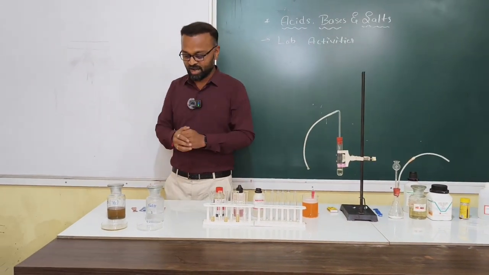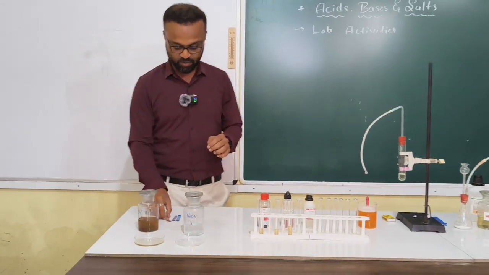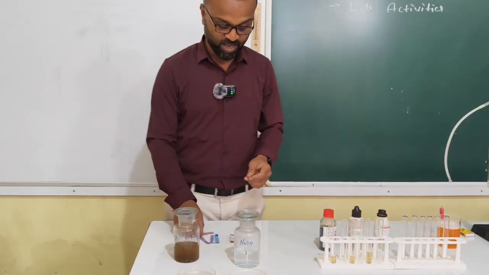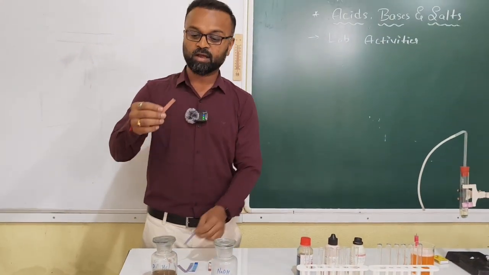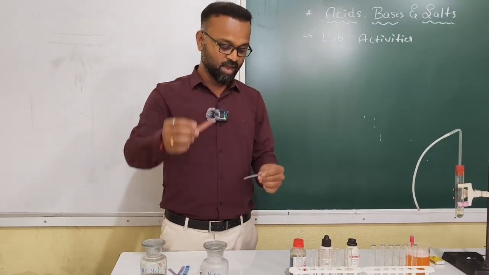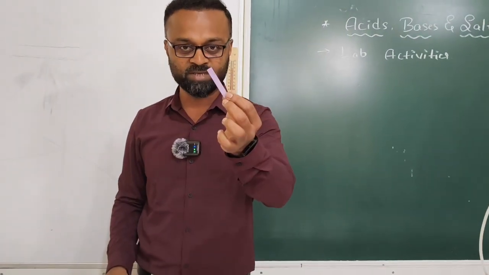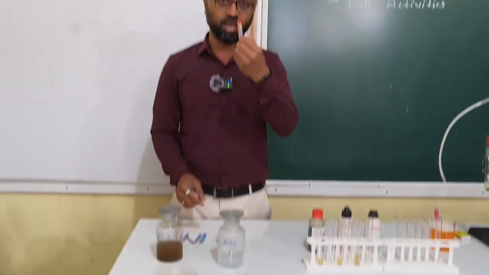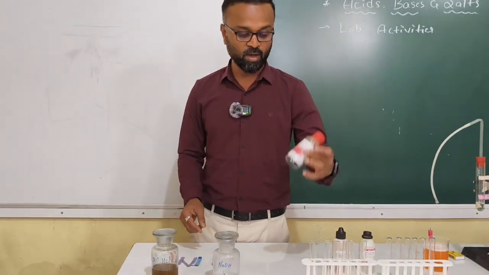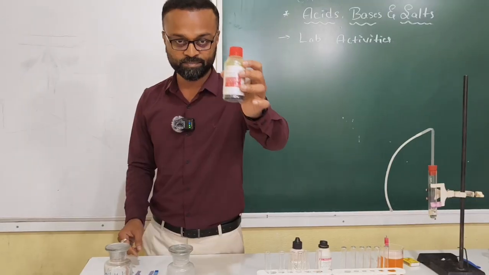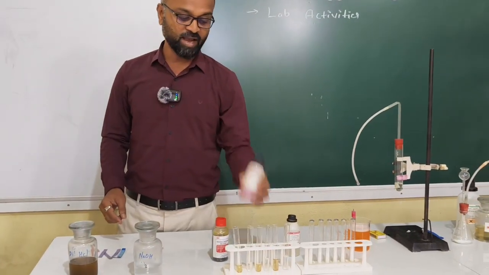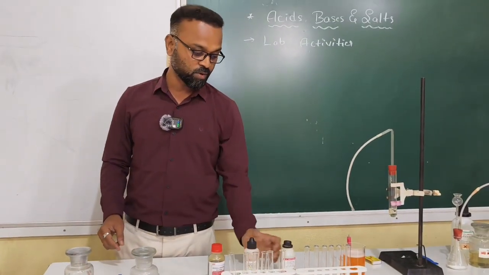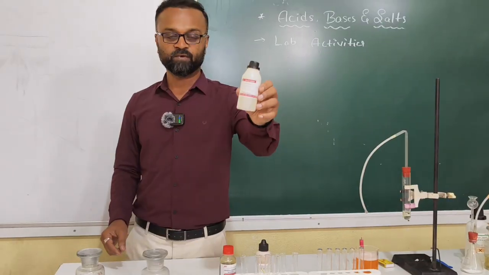First, let us start with the litmus paper. You should know how the litmus paper looks. This is the red litmus paper, and here we have the blue litmus paper. This is how they look. We also have the pH scale, the universal indicator, methyl orange, and phenolphthalein.